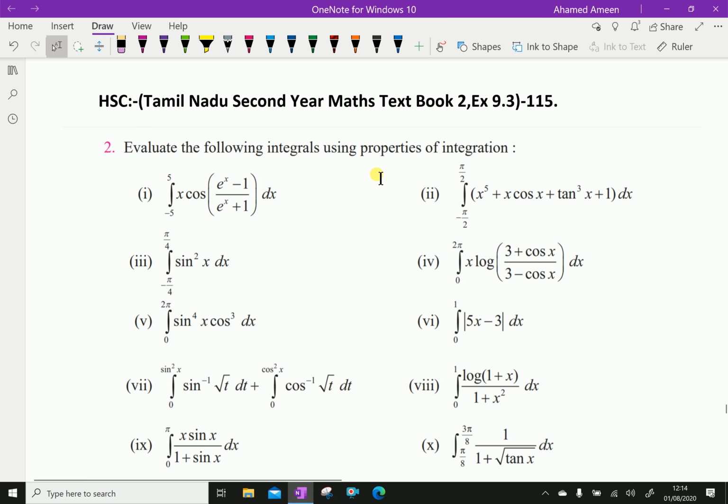Evaluate the following integral using properties of integration. Question number 9. Integral 0 to pi x sin x over 1 plus sin x dx.